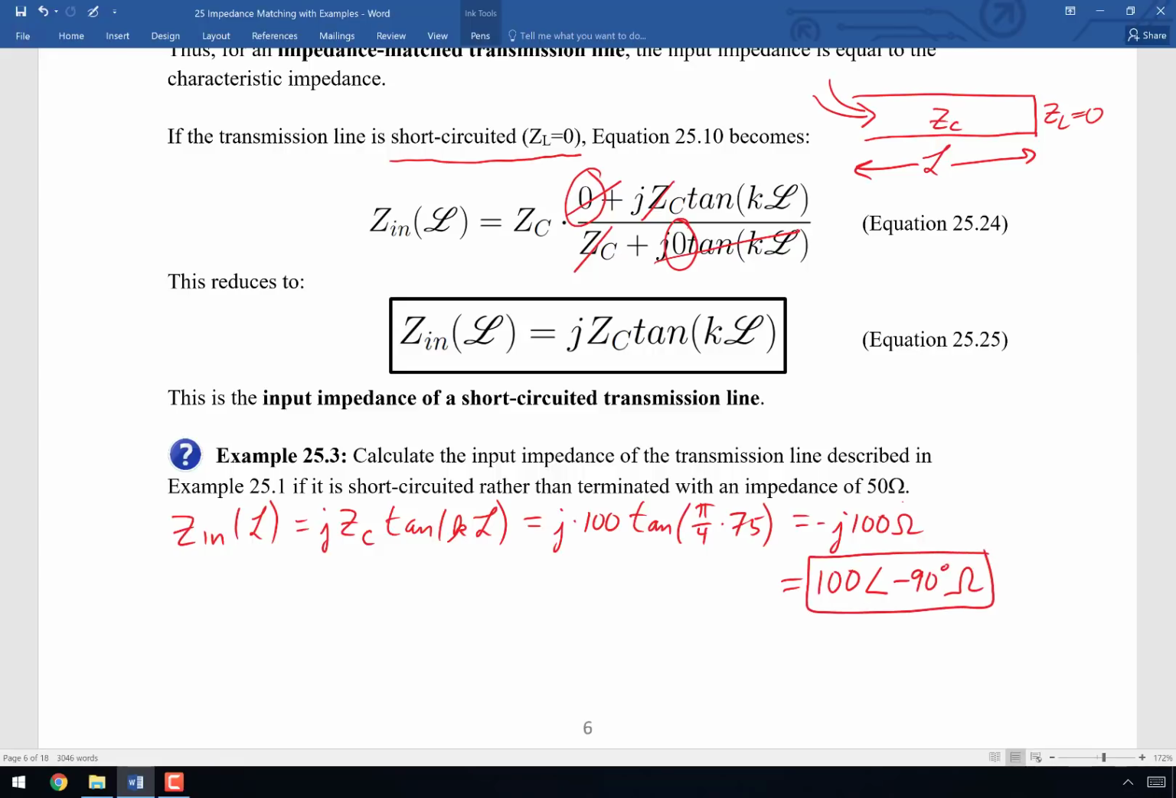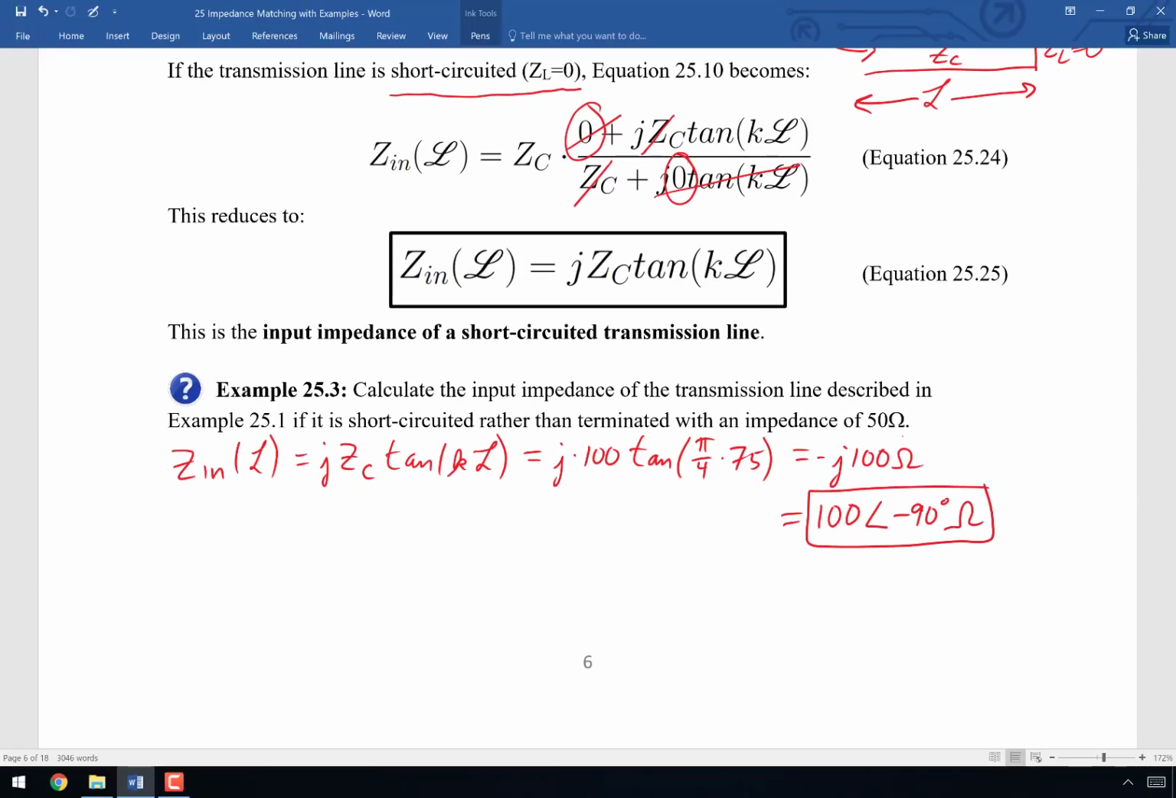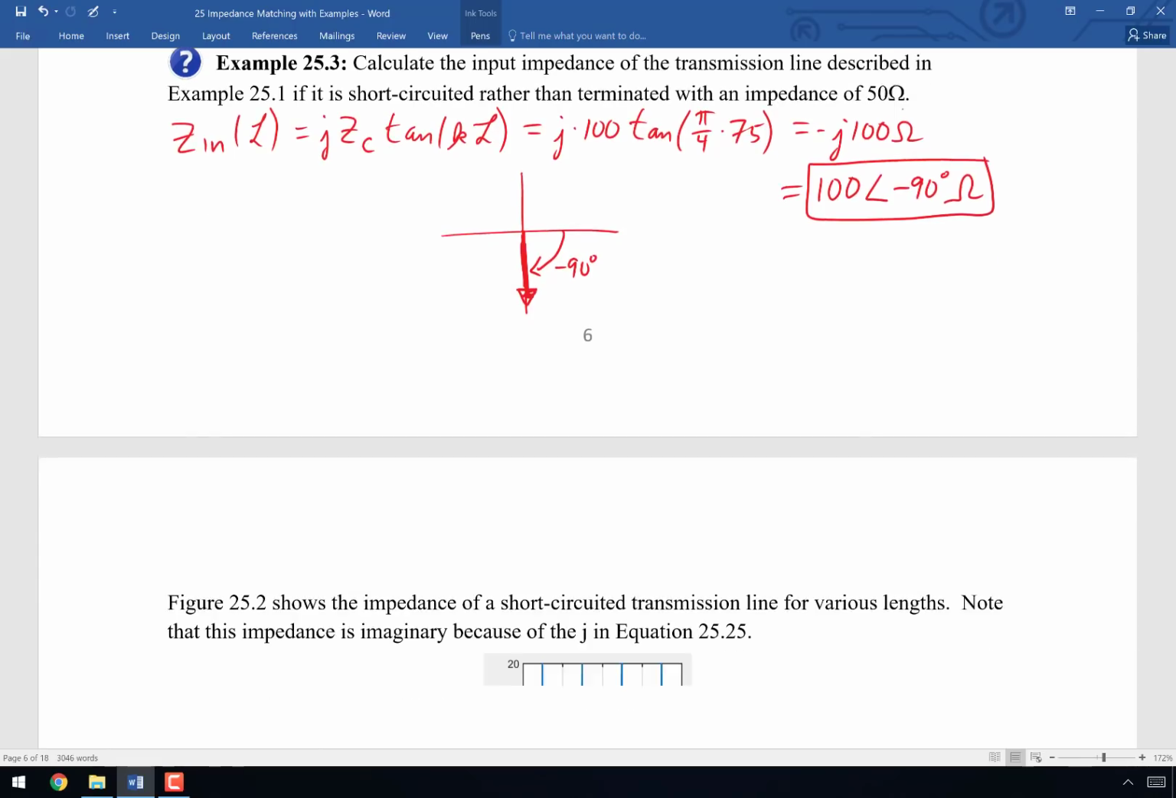So we're going to find that the input impedance of a line that is short-circuited is always going to be perfectly imaginary. It'll either be a positive j or negative j with an amplitude on it. But in this particular case, it turned out to be negative j. And just reminding you of the complex axes here, we're pointing in the negative j direction. And since we're in the negative j direction, that's where the negative 90 degrees comes from. So it'll always either be positive or negative j.